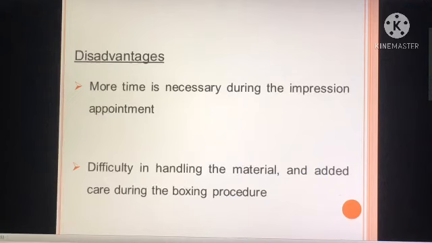Coming to the disadvantages, more time is necessary during the impression appointment. We need more chairside time. We have to manipulate the fluid wax and record the PPS properly. There is also difficulty in handling the material, the fluid wax. And also there is a chance that it gets disrupted during our boxing procedure, so that too we have to take care of. So these two are the disadvantages of the fluid wax technique.